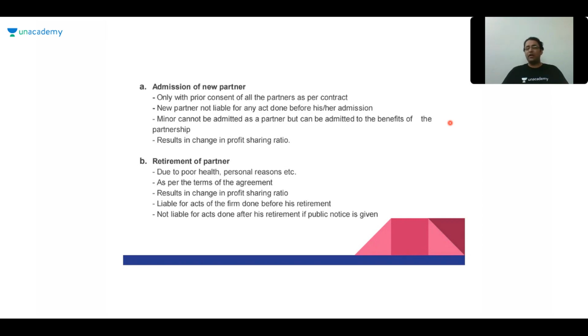The treatment of accounts and treatment of everything else will be similar to retirement and death of a partner. And also, he shall not be liable for any acts of the firm after his expulsion. But if he has carried on any negligent or misconducting activity, he will be responsible and liable for that to the other partners.